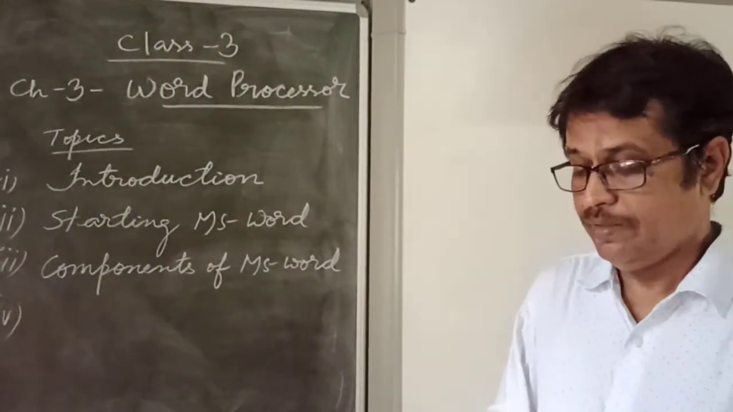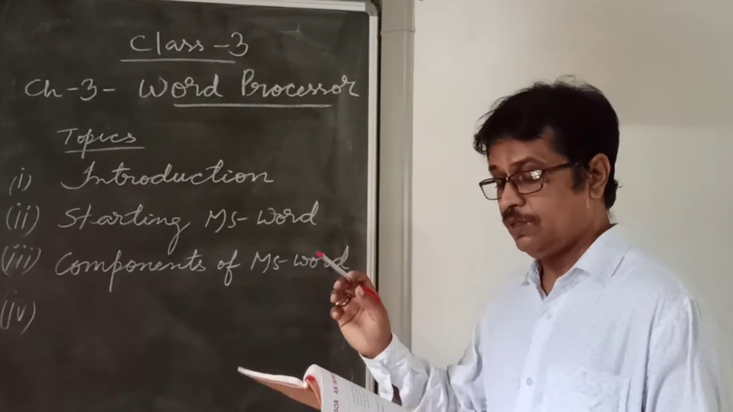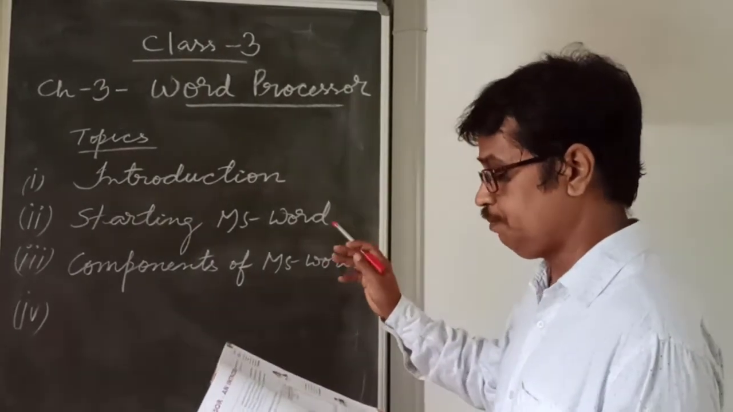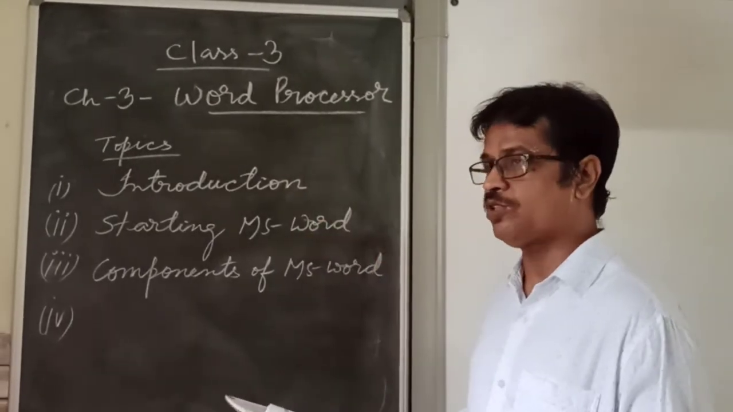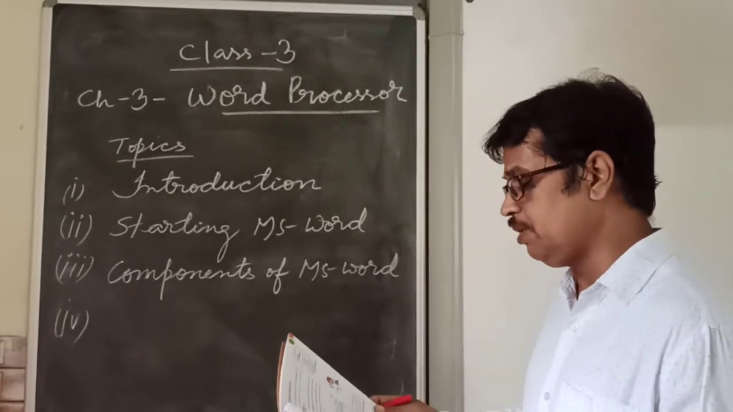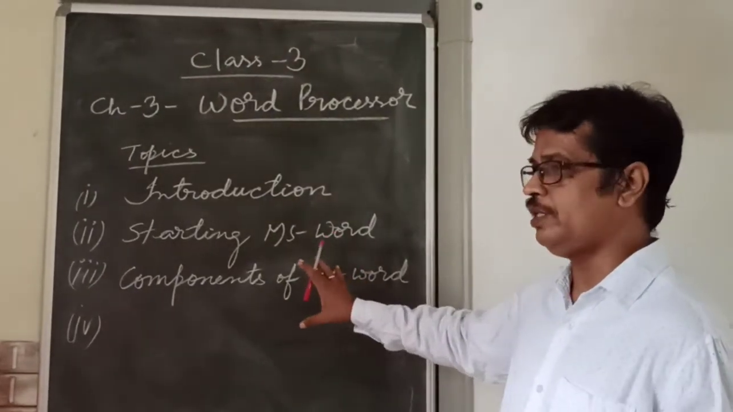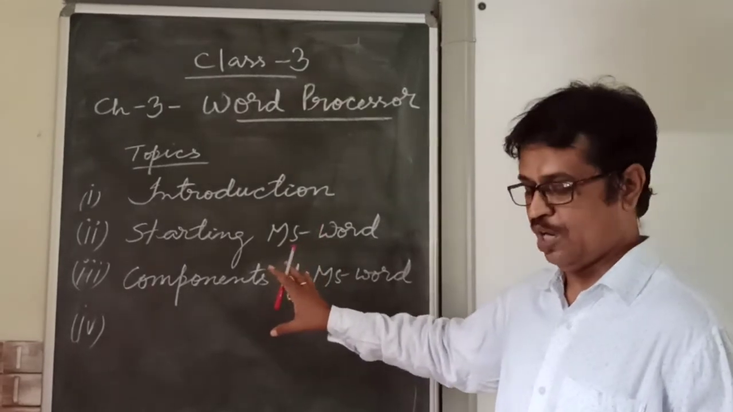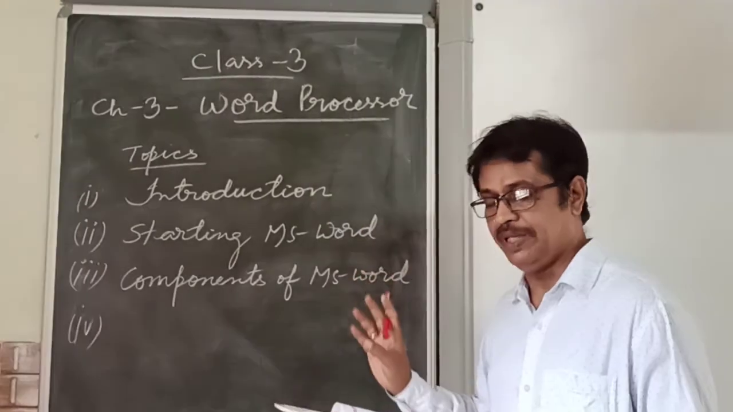Now the next is the parts of the Microsoft Word window. The Microsoft Word window is divided into two parts. One is the application window, another is the document window. The document window is the place where you write, and the application window means the whole screen. The whole computer screen is called the application window.